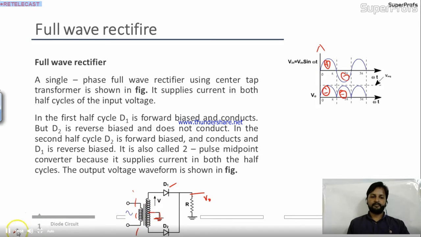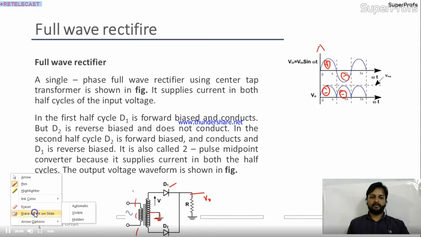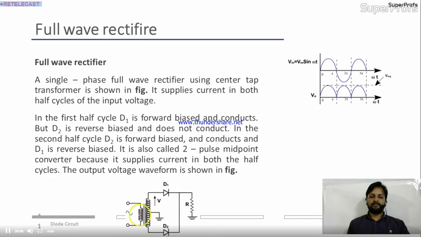See, let me tell you one thing. In the positive half cycle, here it will become plus minus, and in this one minus and plus. Is it okay? The situation is like this.